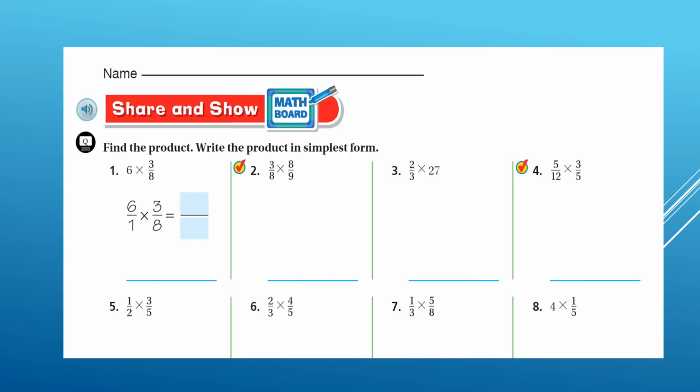Okay, let's do the share and show. It's very easy. Let's do it very fast now. And that is page 453. Okay, 6 over 1. I don't want to keep the whole number as is. That's why I use 6 over 1, which is so easy. 6 times 3 is 18. Okay, that's correct. It's 18.